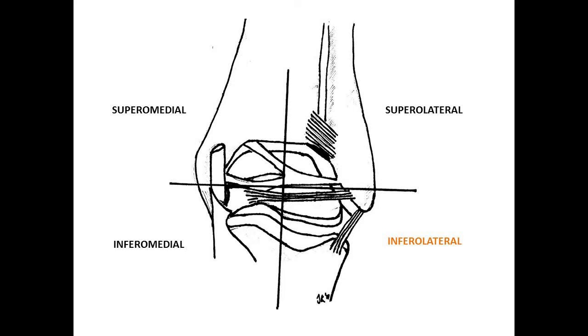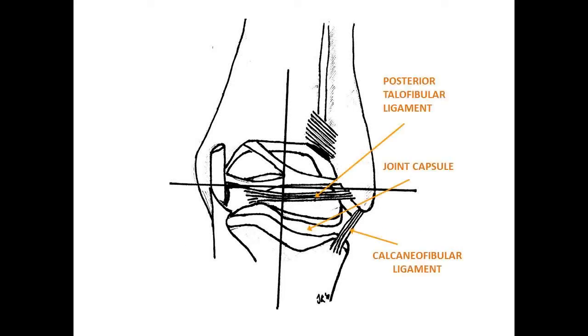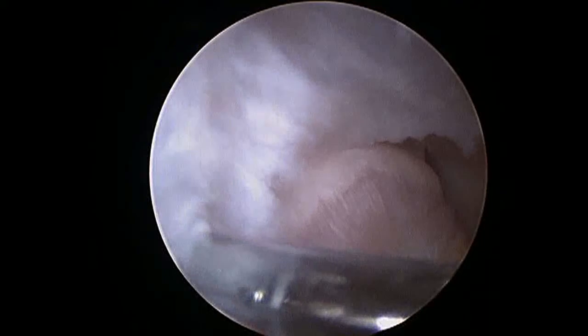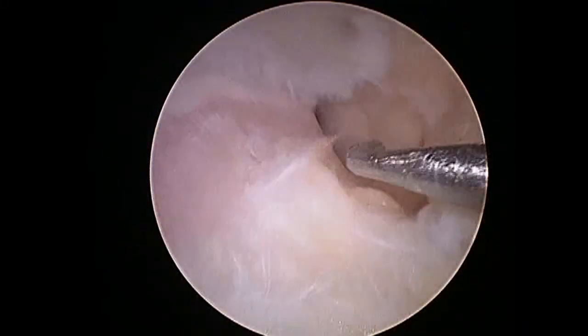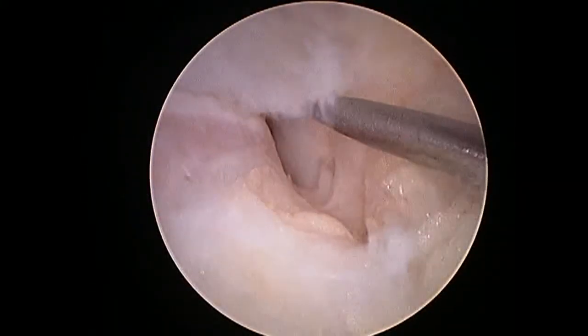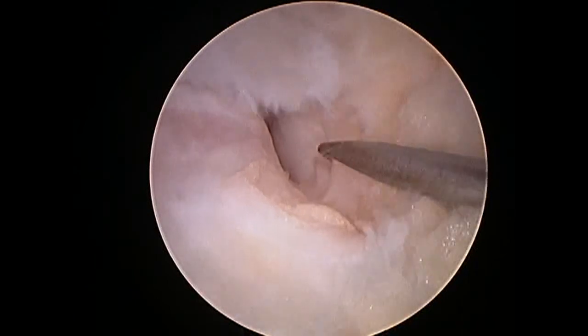The last quadrant is the inferolateral quadrant. This contains the posterior talofibular ligament and the calcaneofibular ligament. The posterior talofibular ligament can be seen here, and here we've identified the calcaneofibular ligament.